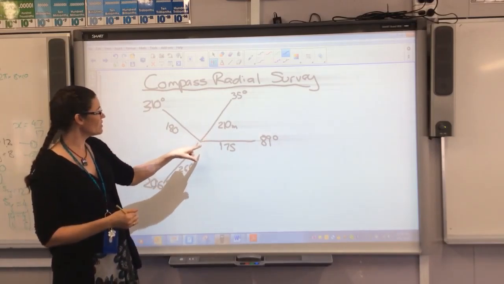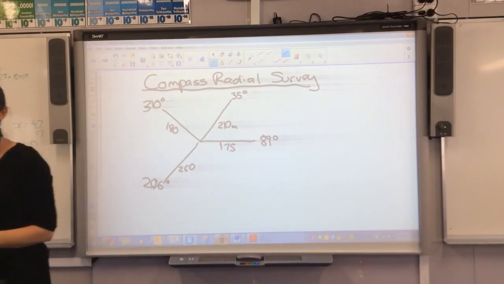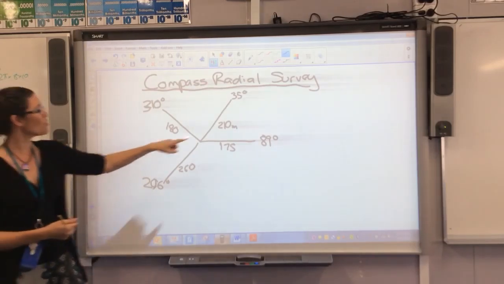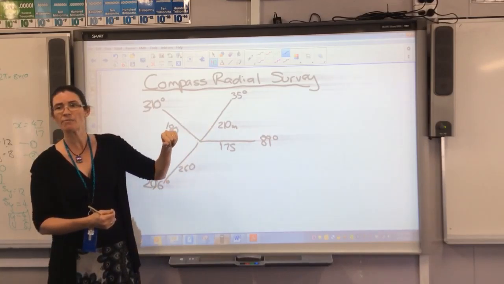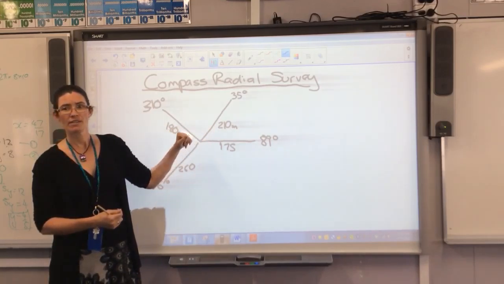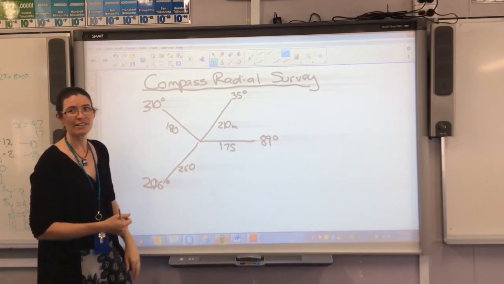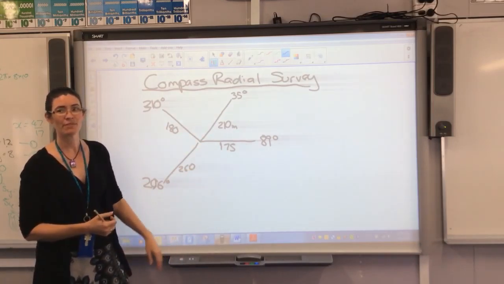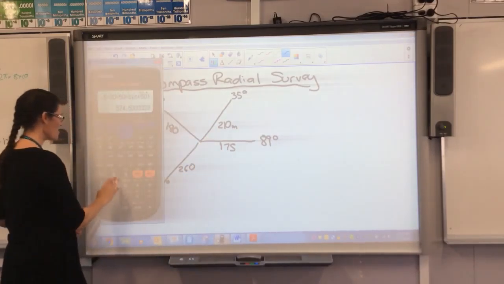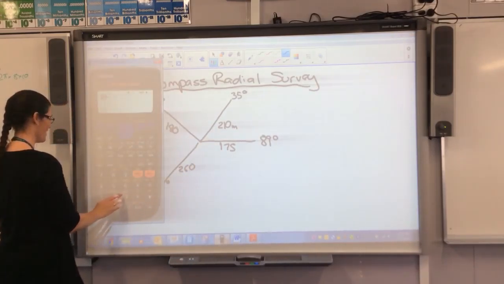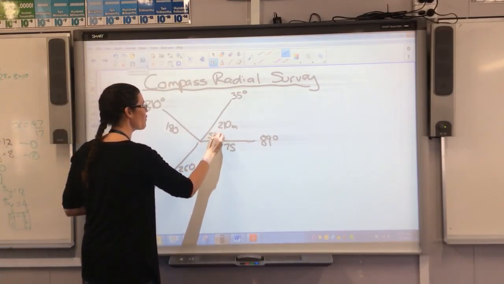So these 3 are quite easy. You just subtract your bearings to find what the angle would be. So if I've got the difference between 89 and 35, what's that going to be? 89 minus 35? 54. Okay, so this is 54.